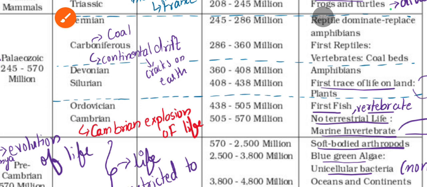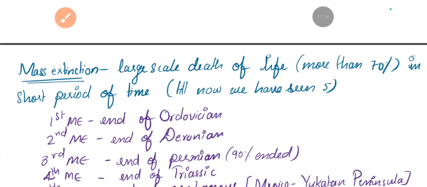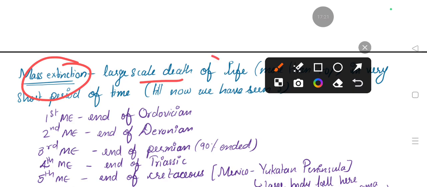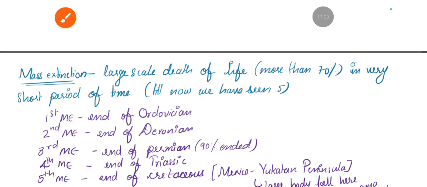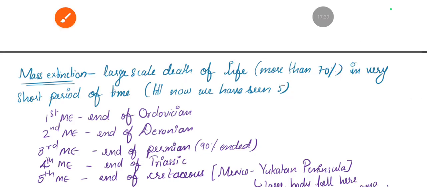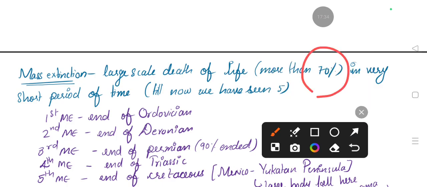At the end of the Ordovician, one of the important events took place, that is the first mass extinction. What is this mass extinction all about? Let me tell you. Mass extinction is a stage where large scale death of life takes place. More than 70% of the organisms will die, that too in a very short period of time.